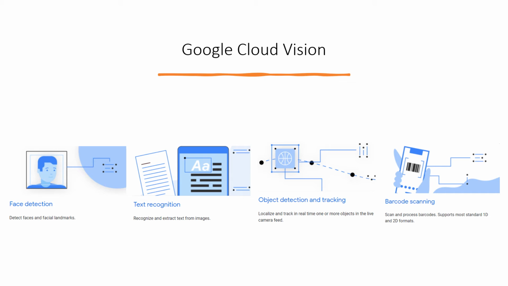With text recognition, you can recognize the text from an image and convert it into text format. Next one is object detection and tracking. With object detection and tracking, you can track a real-time object from a live camera feed. And then the next one is barcode scanning. With barcode scanning, we will be able to scan 1D and 2D barcodes.